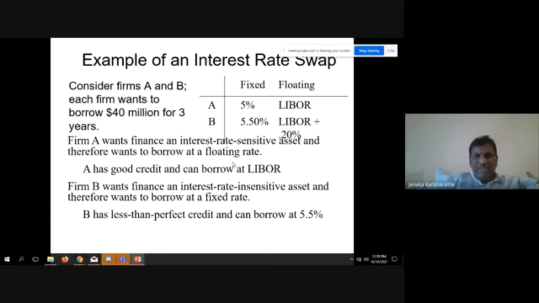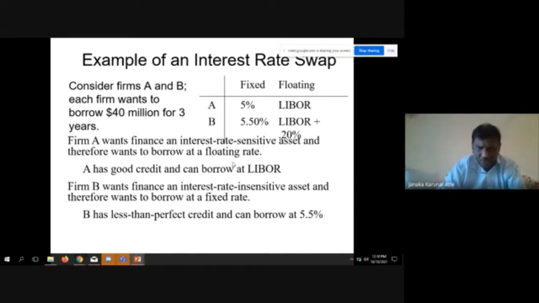Okay. So what does it mean? If A goes to the market, A has to pay LIBOR, because A has to borrow at the LIBOR rate, and B wants to borrow fixed, B needs to pay 5.5%. Right? Now both have a comparative advantage in each market.